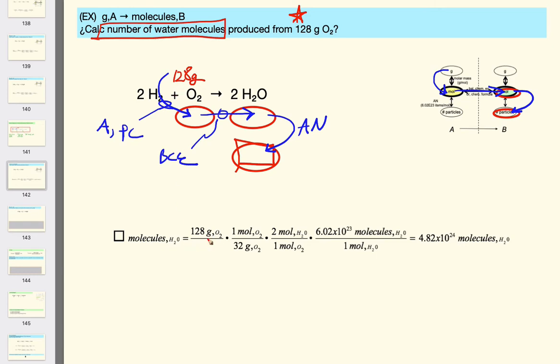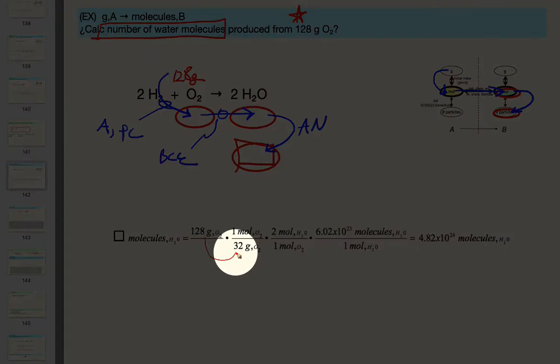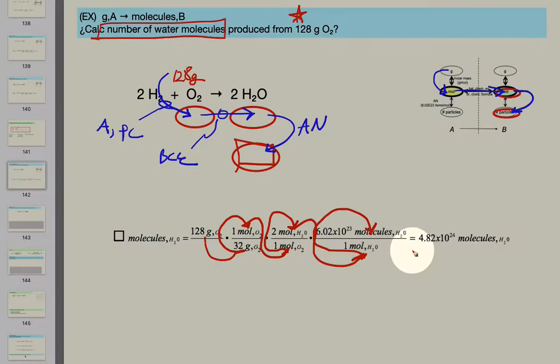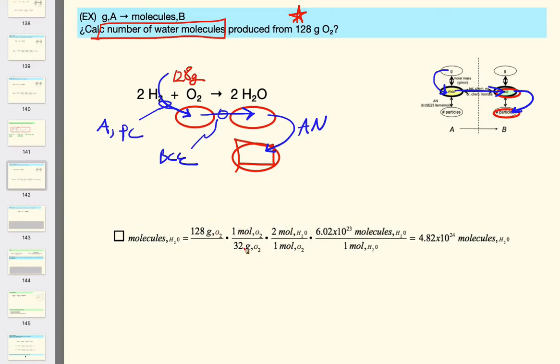You're starting at 128 grams of oxygen. You're going to go from grams of oxygen to moles of oxygen, from moles of oxygen to moles of water, and from moles of water to molecules of water. And there you have it. Once you take your flight path, you can do a quick check to make sure that grams crosses off, moles crosses off, moles of water crosses off. The only unit you have left is molecules of water. You're looking for molecules of water.